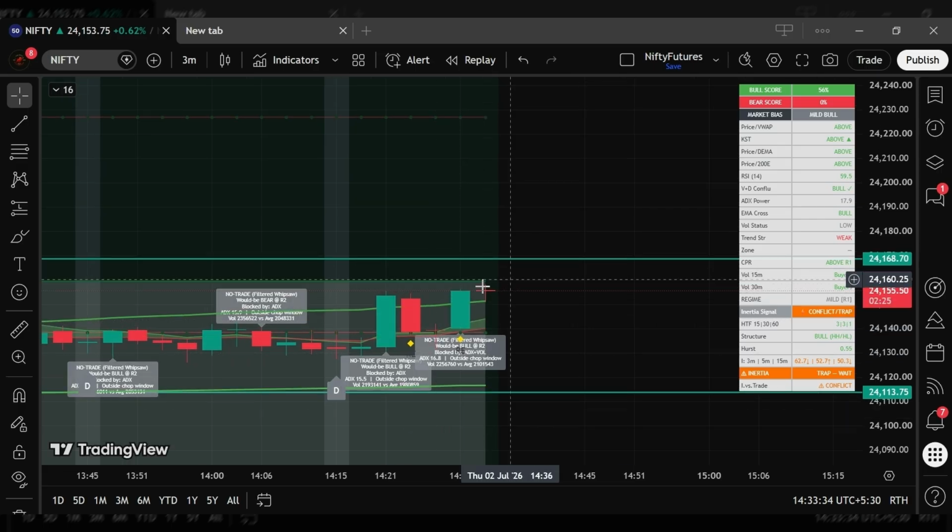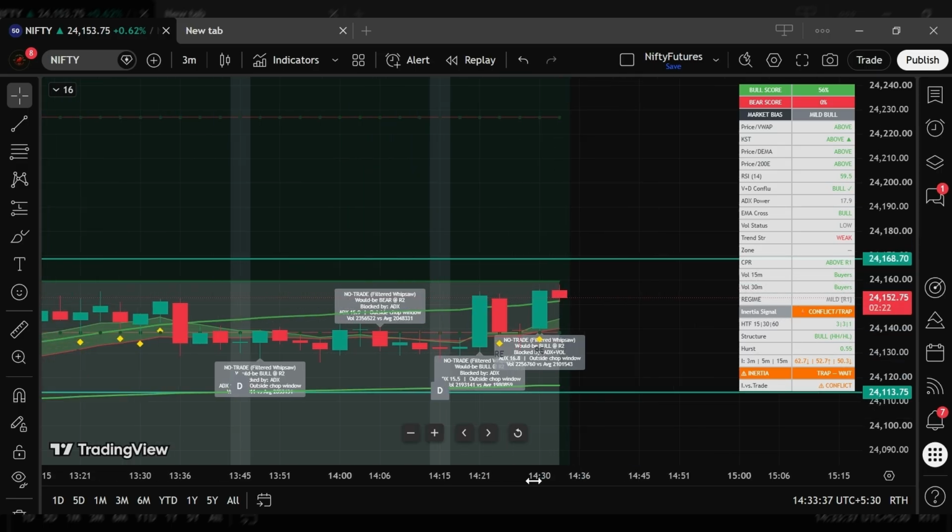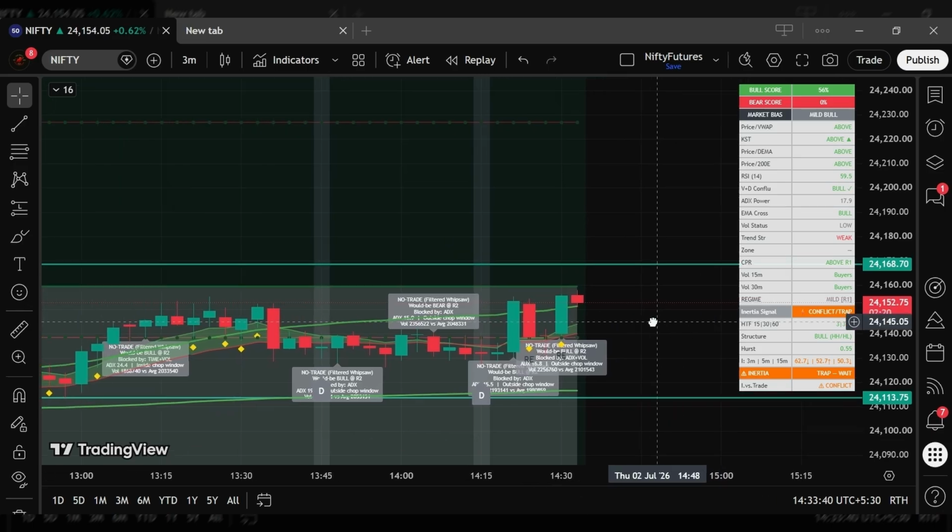It's likely to give a breakout here. You can see kind of a dodgy candle getting formed. Let's see, but ADX is still 18.